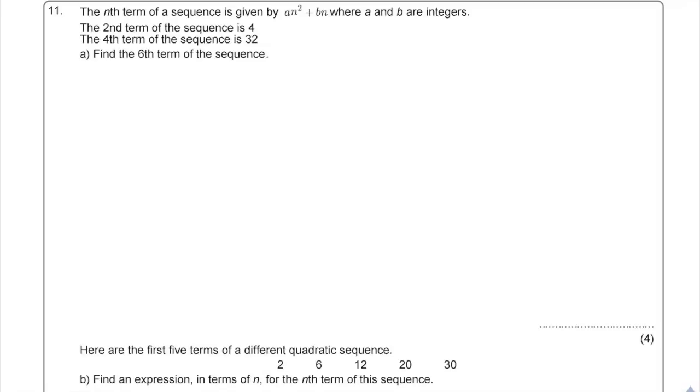So it says that the second term of the sequence is 4. So what that means is if we take an squared plus bn and substitute 2 into that formula, that should be equal to 4 because it's the second term in the sequence and it outputs a value of 4. So we're going to have a multiplied by 2 squared plus b multiplied by 2, and that equals 4. So if I simplify that, I'm going to get 4a plus 2b equals 4.